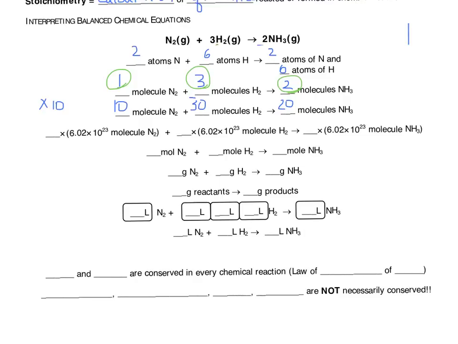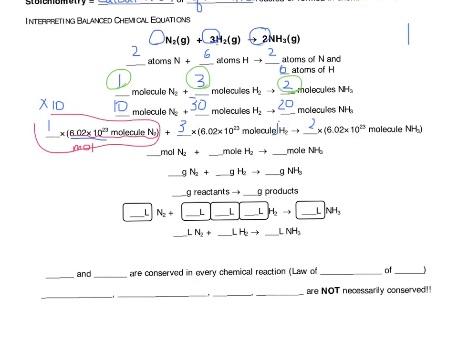Okay, instead of multiplying by 10, let's say I multiply it by 6.02 times 10 to the 23rd. So here I have a 1, so 1 times 6.02 times 10 to the 23rd. Here I have a 3, so I put 3 times 6.02 times 10 to the 23rd. And here I have a 2 times 6.02 times 10 to the 23rd. And what is this amount called? Not a dozen, but a mole.